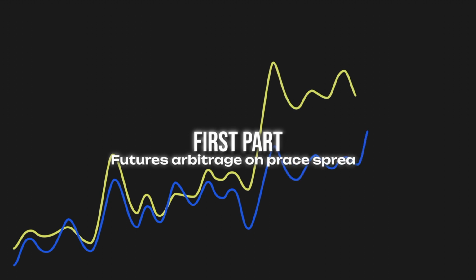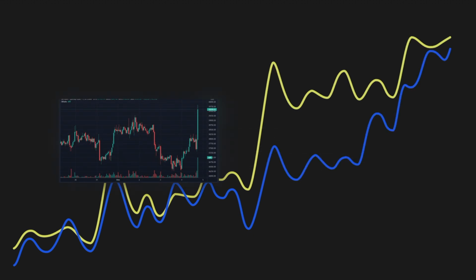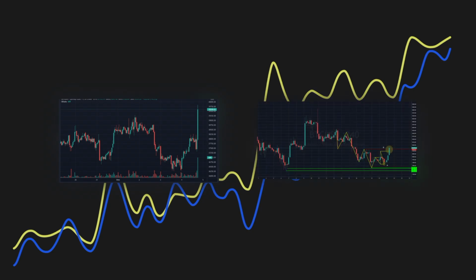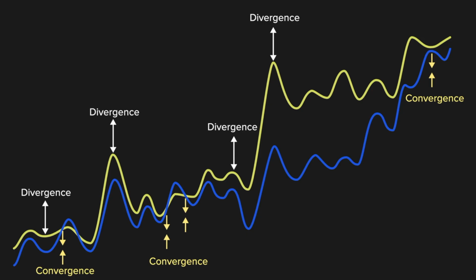So let's start with the first part, futures arbitrage on the price spread. This spread appears when the price on one exchange differs from the price on another. In general, the price of any given asset tends to move in sync across different exchanges. This happens thanks to correlation bots and arbitrageurs. However, situations often arise where, for various reasons, the prices of the same asset diverge on different exchanges. The spread widens and then converges again.